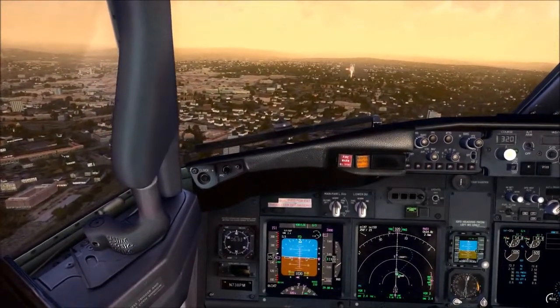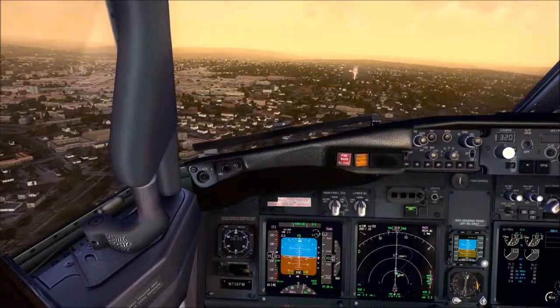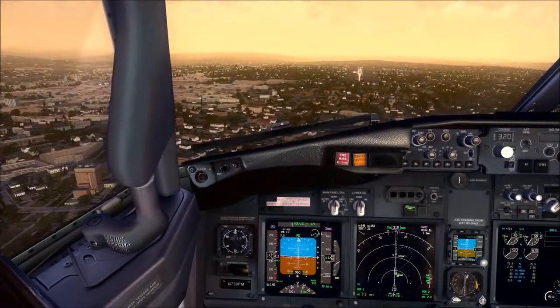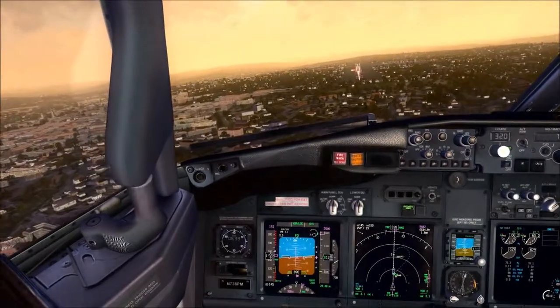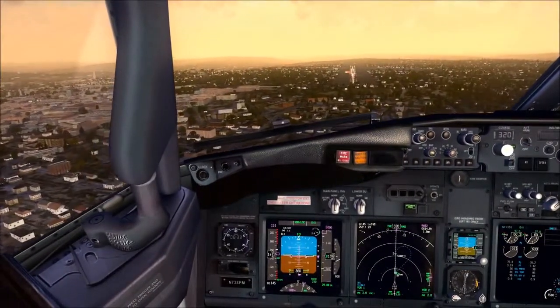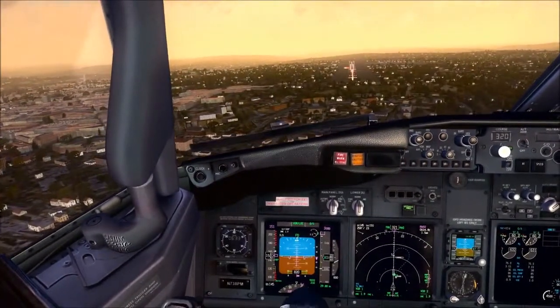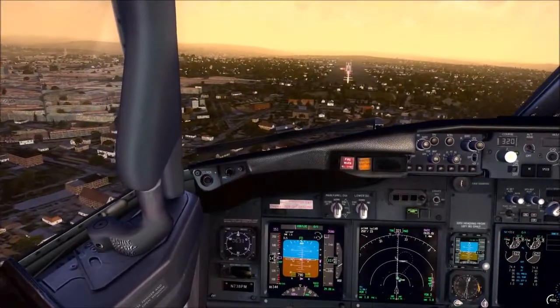So the first technique I will demonstrate to you is the crab technique. This technique is where you keep the wings level throughout the approach and use yaw or the rudders to keep the aircraft on the extended centerline of the runway throughout.